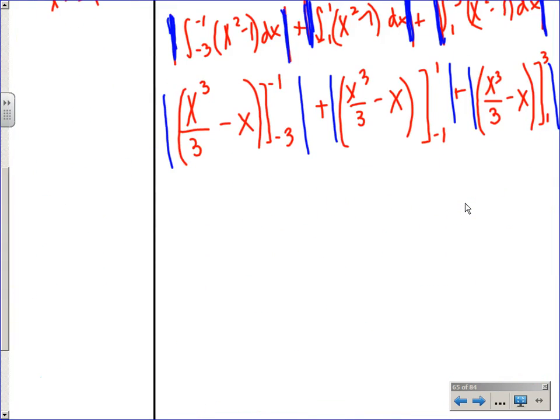The kids have been playing with the numbers, and it's my turn. So plugging in -1, I got -1/3. Minus -1 will be +1. That's f of b minus f of a. -3 cubed is -27. Over 3 is -9. Minus -3 is +3. But did you guys, after the f of b minus f of a, put in your absolute values?